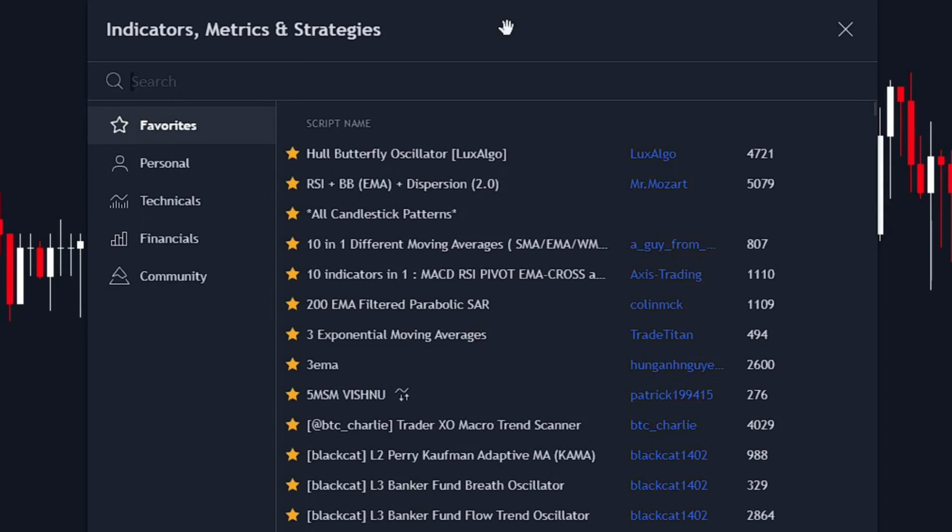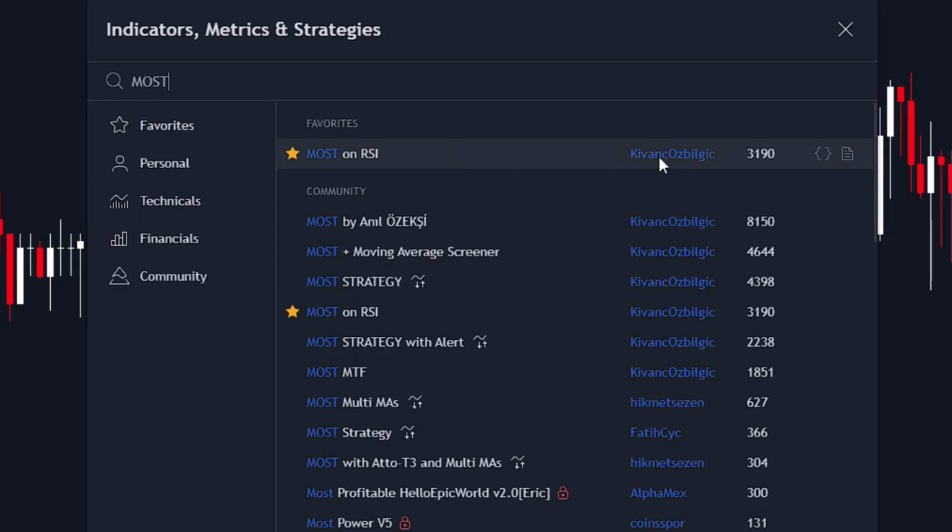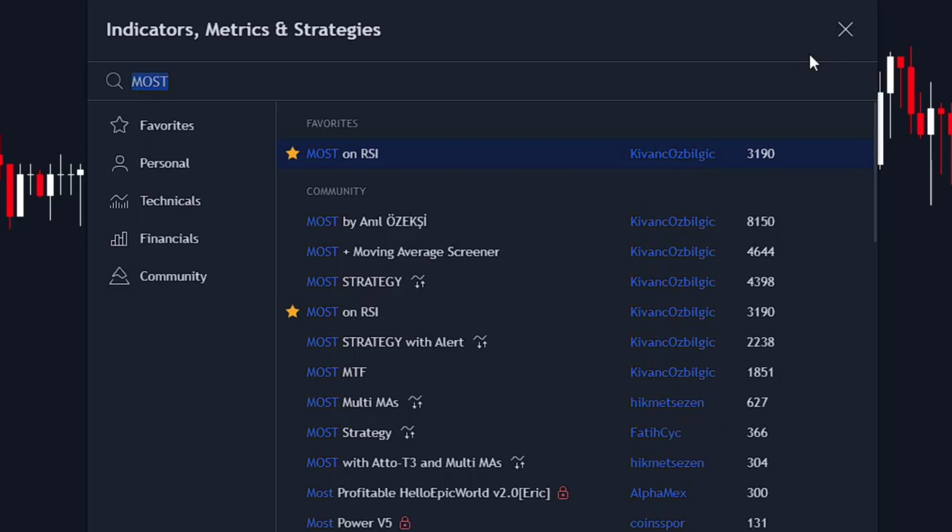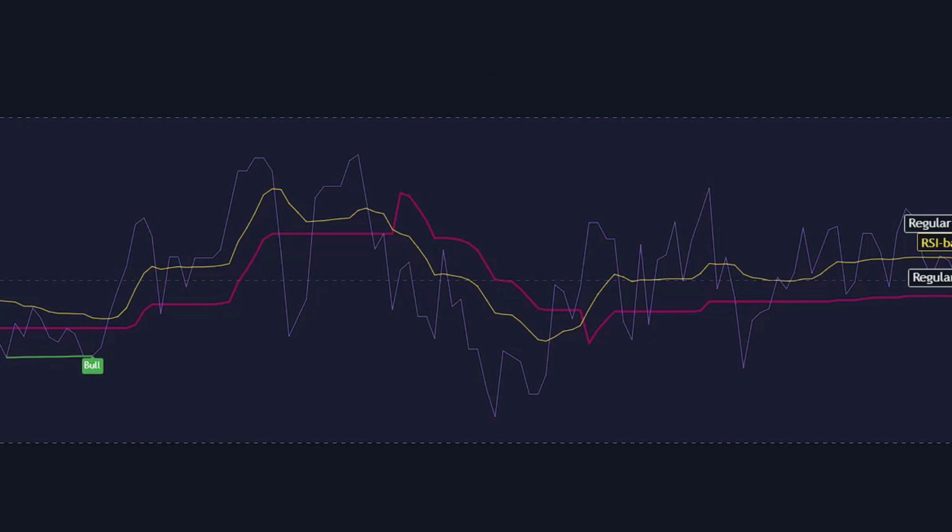First things first, we'll head over to our indicators menu and search for this particular one we're looking for, the RSI indicator by this amazing author. And there it is. As you can see, it's now added below our chart.